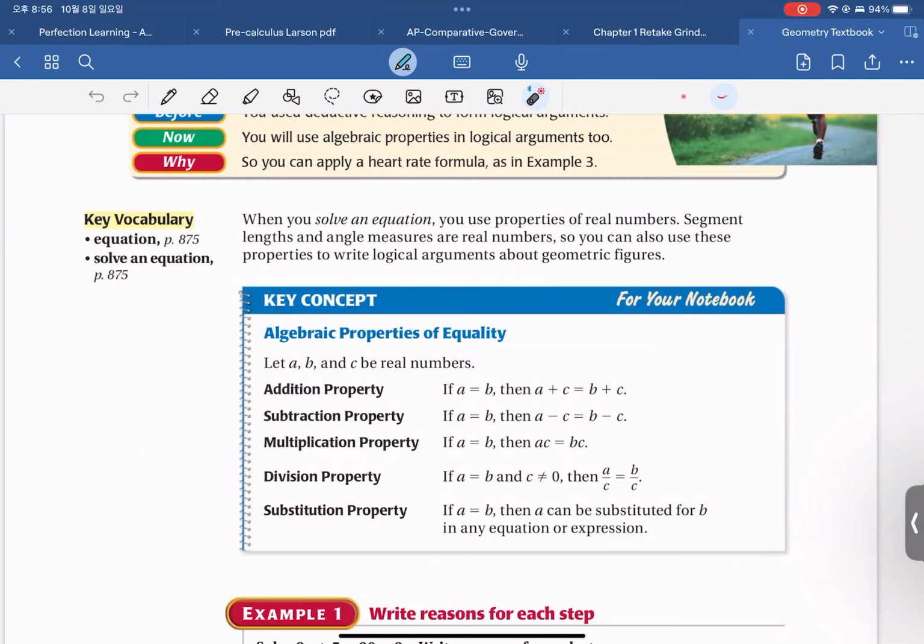It's pretty simple. The subtraction property is basically just subtracting like digits, the multiplication property is multiplying, division is division, and substitution is replacing. If A is equal to B, you can substitute B for A because they're the same value, and this is really pretty straightforward.